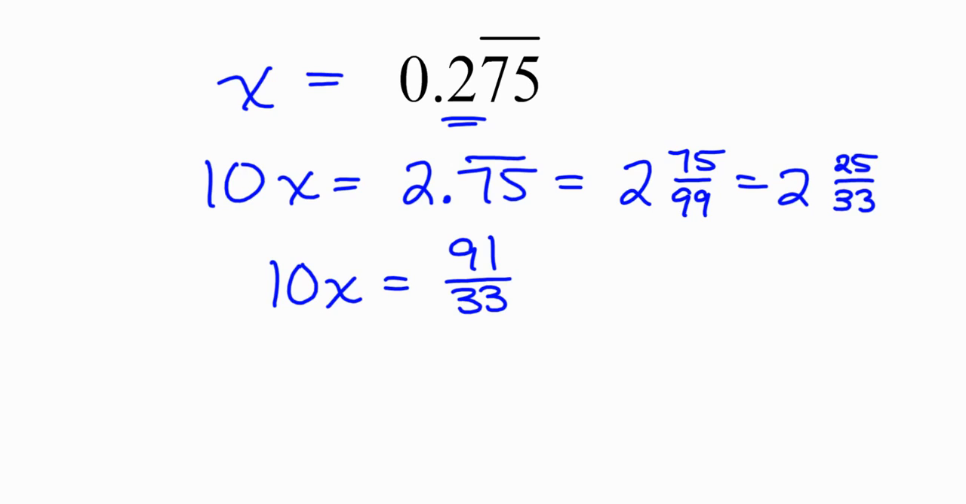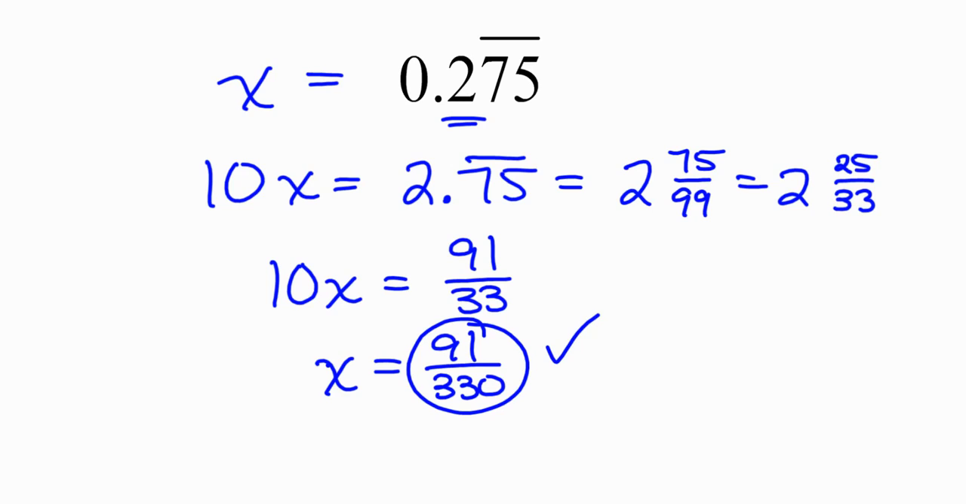I just need to know what x is, so I'm going to divide these by 10. So if I take 91/33 divided by 10, I get 91/330ths. And 91/330ths is in simplest form. So that is my fraction that is equivalent to 0.275 repeating. Again, if I want to take 91 divided by 330 to check that, I get 0.2757575 and so on. So I know that is correct, that checks out. And usually these kinds of repeating decimals give you pretty nasty looking fractions. So when you get a fraction like 91/330ths, that's usually to be expected.